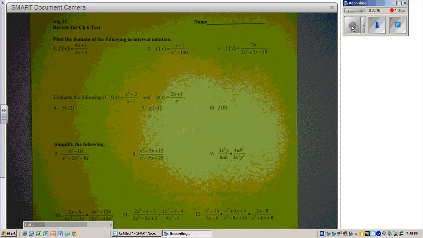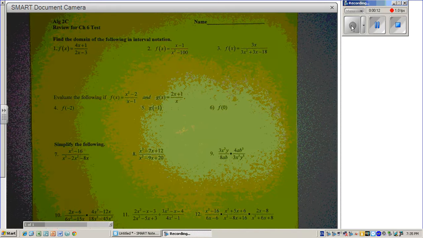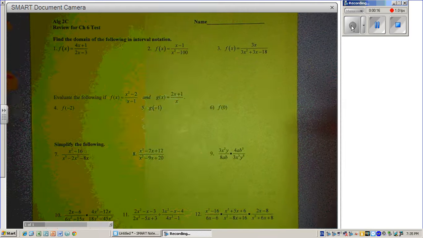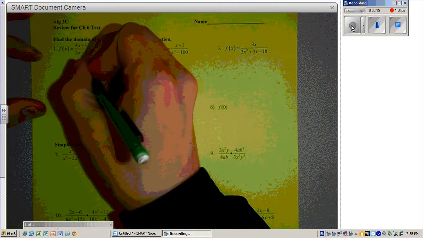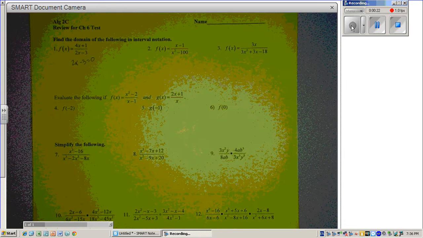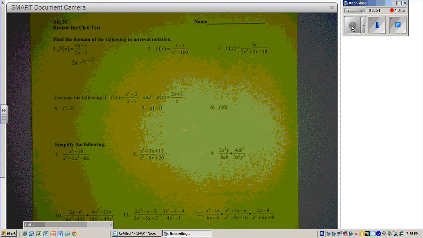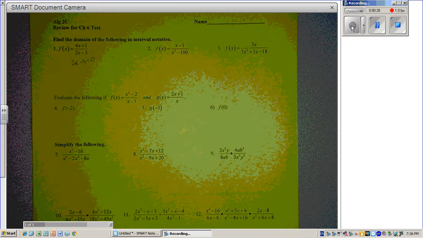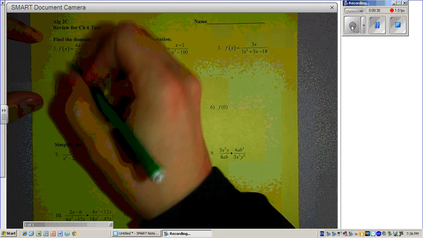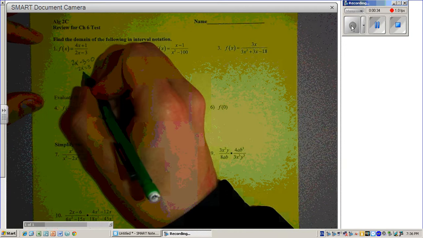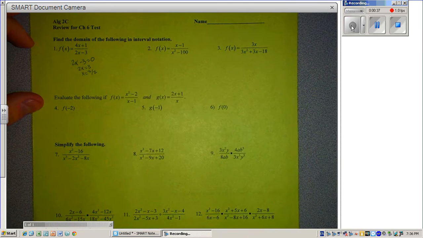It states, find the domain of the following in interval notation. So what we need to do is find the excluded values. The way we do that is we set our denominator equal to 0, because if the denominator is equal to 0, that means this function will be undefined. Okay, so if we set the denominator equal to 0, we solve for x by adding 3 to both sides, dividing by 2, and we're left with 3 over 2.